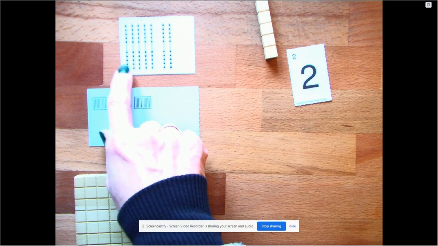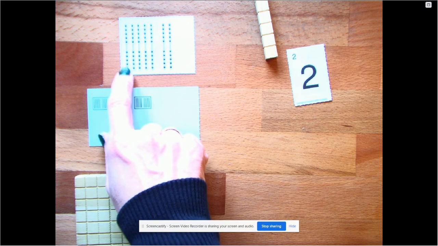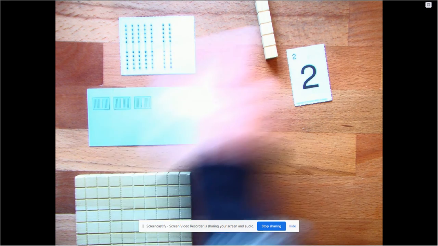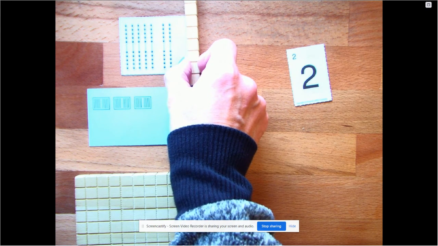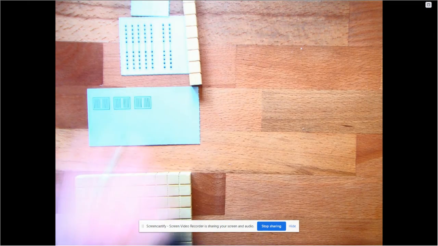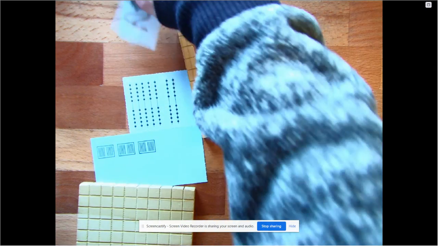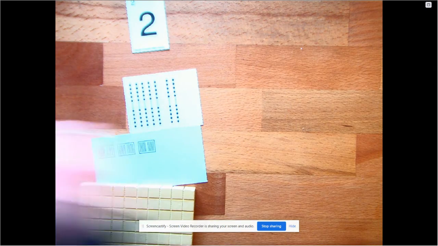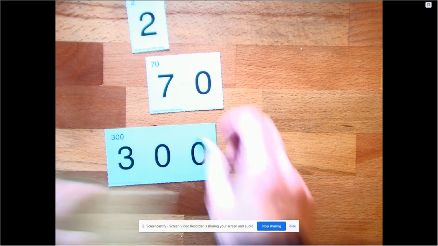Remember, we're not talking about the amount, we're talking about the value. This is 70. It is 7 10 sticks. 7 times 10 is 70. And then on the back of the ones, we've got 2 dots. This one has 2 because the number is 2. So flip them back over and let's build some numbers.